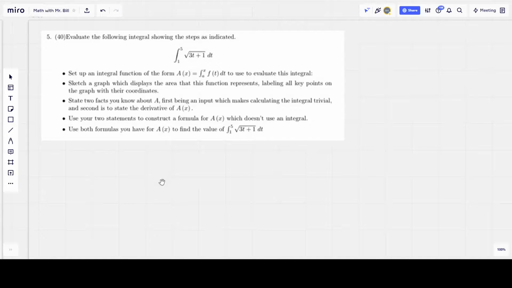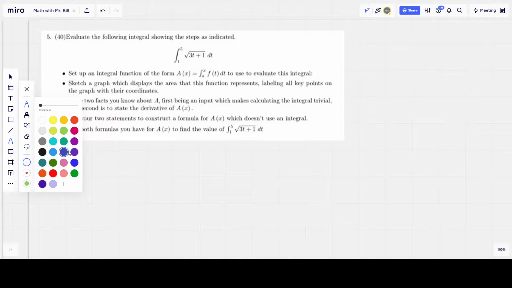So let's read out this problem. It asks us to evaluate the following integral, showing the steps as indicated. We're going to find the integral from 1 to 5 of the square root of 3t plus 1 dt. First thing we're asked to do is to set up an integral function in the form of A of x equals the integral from a to x of f of t dt.